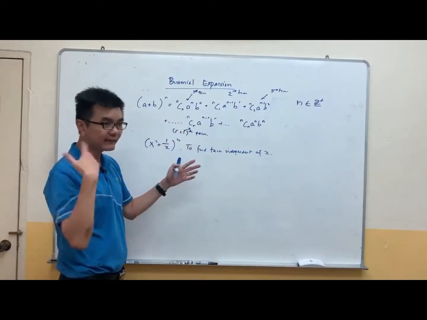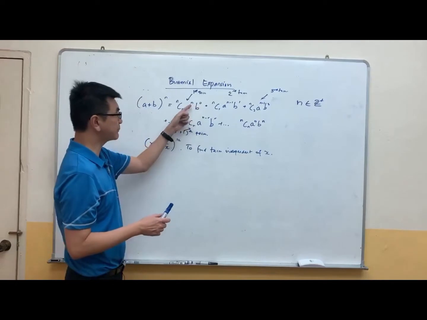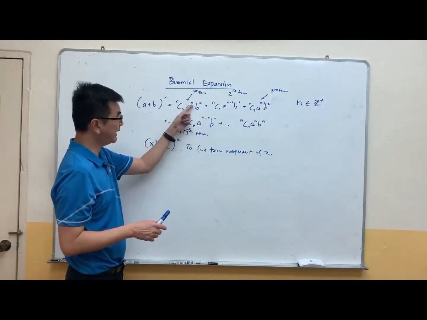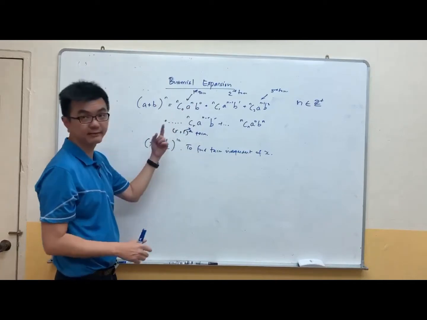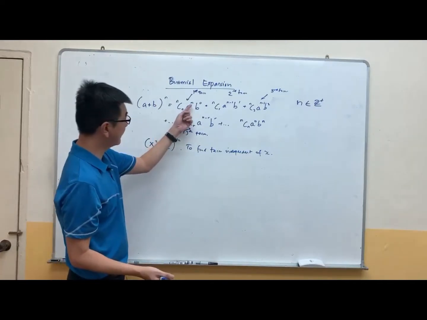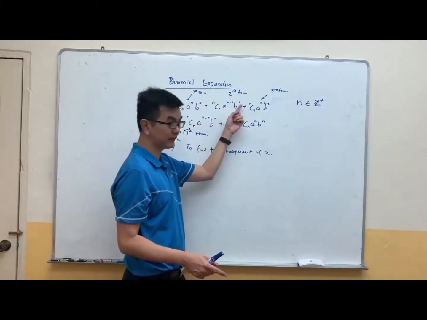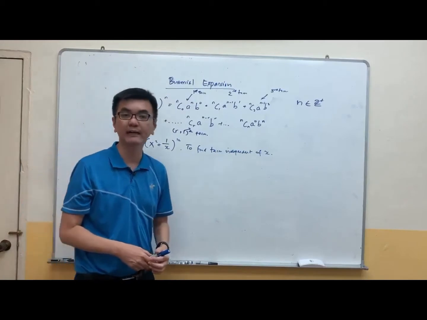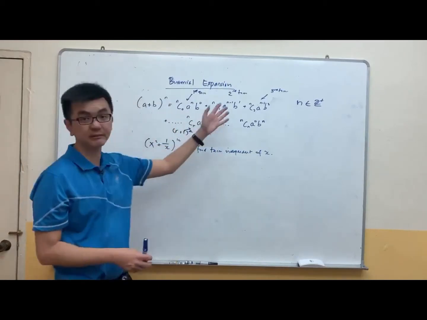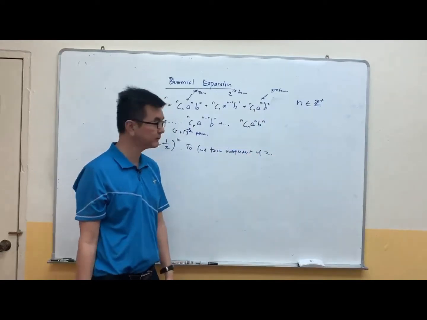The other observation you should make is that at any point, when you add up the powers of a and b, they should add up to n. Take for instance the first term: n plus 0, I get n. n minus 1 plus 1, I get n as well. So that itself is an important check to make sure you have written your series correctly before you proceed to work on the expansion.